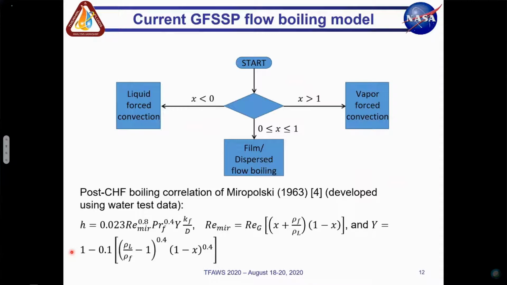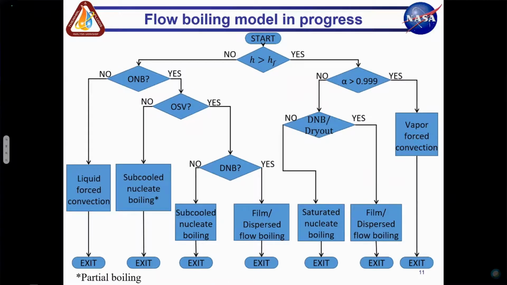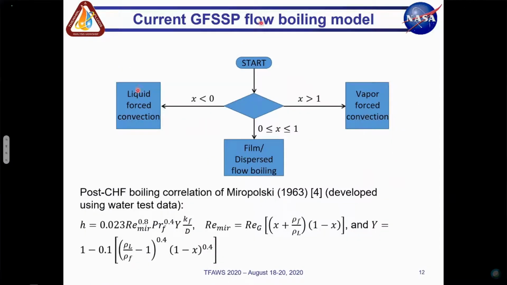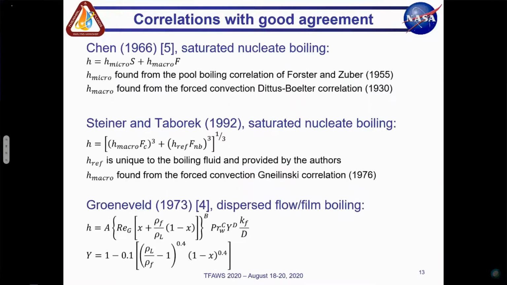So Mirapolsky is a post-critical heat flux, a film or dispersed flow film boiling regime correlation. And it was originally developed using water. So it doesn't matter what fluid we're dealing with or what regime we're dealing with, GFSSP currently just has one equation to model all of it. I apologize for this break in the equation. I thought I fixed that. So I'm trying to implement this, and GFSSP currently has this.